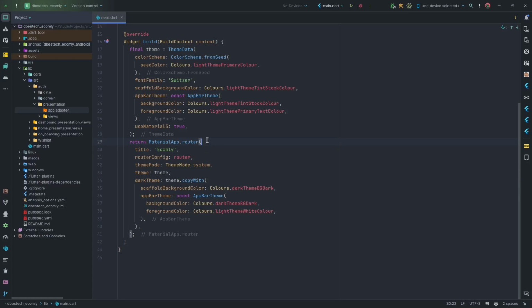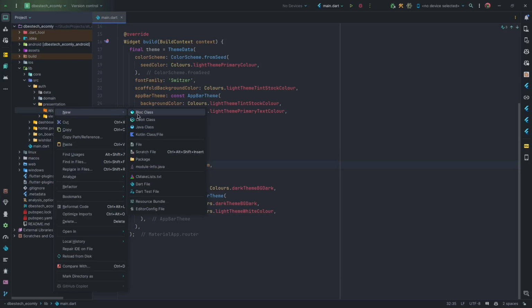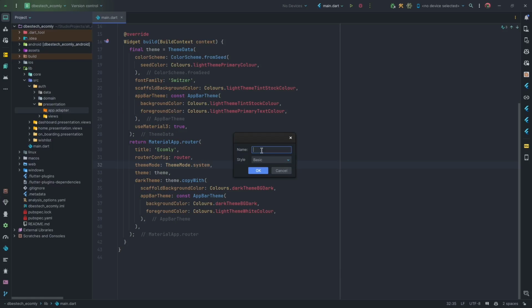The cubit system is not very well patterned for that. So I'm going to use a cubit, since this is going to be the auth cubit. I'm using a cubit because we don't need to track state.